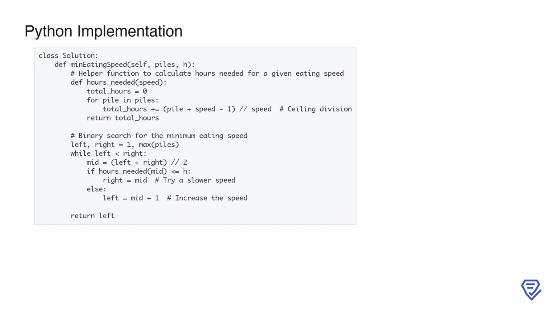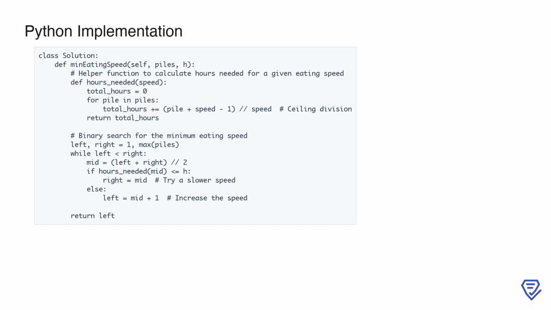Using ceiling division, (pile + speed - 1) // speed, ensures that partial piles are rounded up correctly. Next, the binary search is set up over the range of possible speeds, where the lower bound, left, is 1, the minimum speed, and the upper bound, right, is the largest pile in piles, the maximum speed Koko might need. The goal is to narrow down the range to the smallest k that satisfies hours_needed(k) <= h.